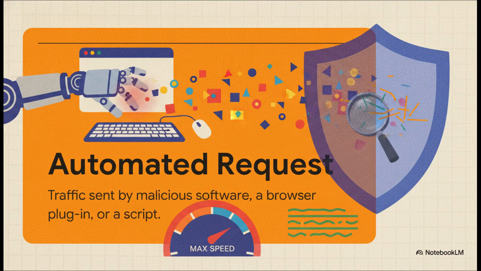So when traffic suddenly hits the server in these massive rapid-fire bursts or follows perfectly rigid, unnatural patterns, the system immediately goes on high alert. It assumes there's a robot at the keyboard, not a person.